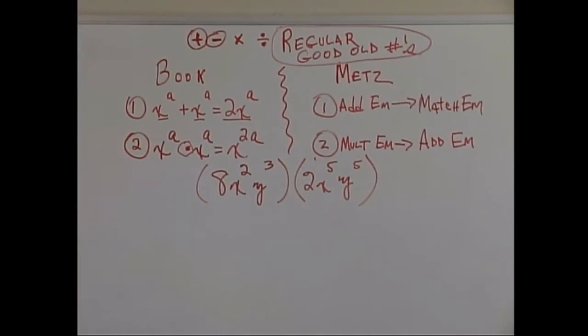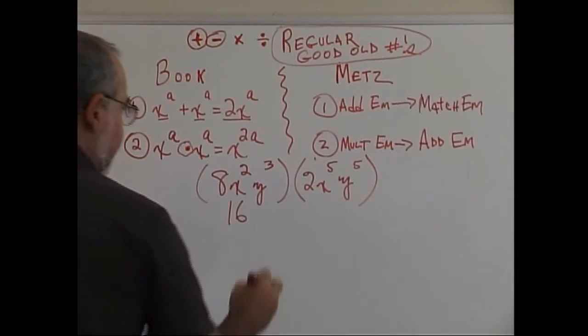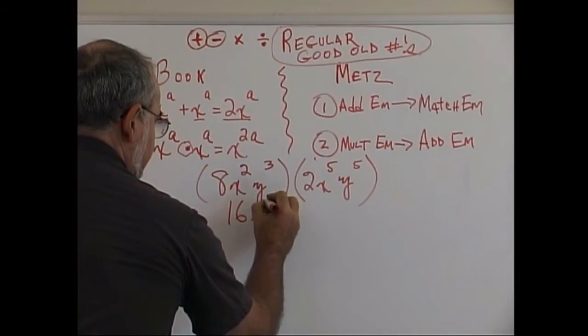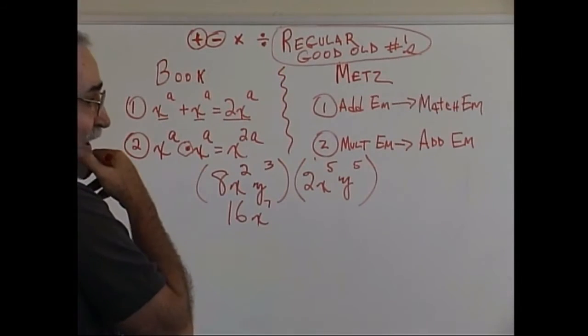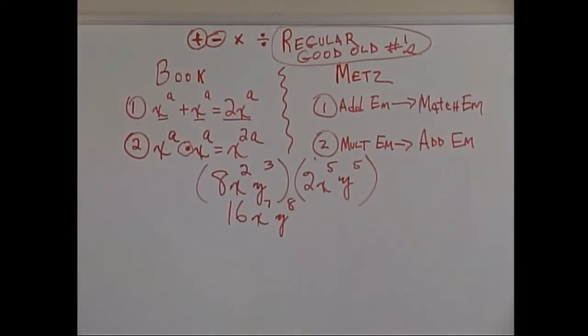Illustration. What's 8x squared y cubed times 2x to the fifth y to the fifth? Can we do it? Sure. Multiplication's a party animal. 8 times 2 is 16. They're regular good old numbers. But x to the 2 times x to the 5 is x to the 7. And y to the 3 times y to the 5 is y to the 8. Our answer is 16x to the 7th, y to the 8.